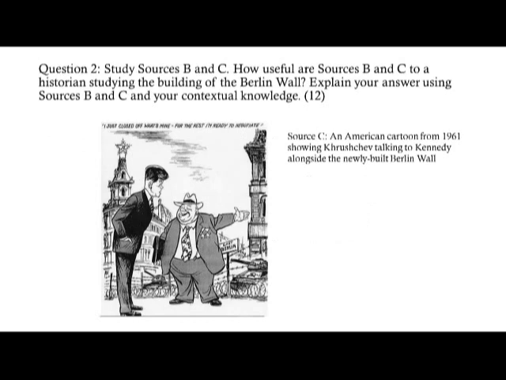Now, the next source, now this won't actually come up as a question 2, because this source has actually come up as a question 1. But nevertheless, for the purpose of this exercise, I think it's a really good source to work with. Now, this, of course, is an American cartoon from 1961, showing Khrushchev talking to Kennedy alongside the newly built Berlin Wall. And first of all, it's an American cartoon, so whereas source B, of course, was looking at the Soviet perspective, we're now looking at the American perspective. We're looking at how the building of the wall was perceived in the West.